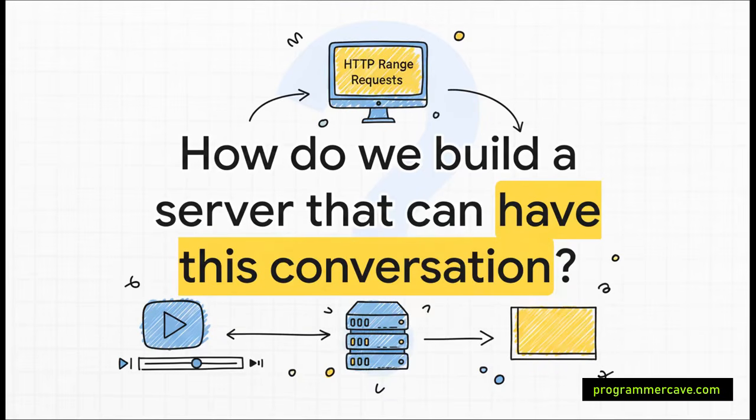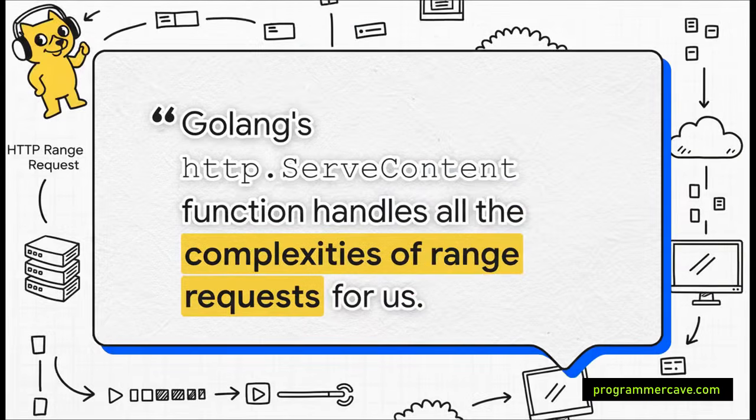Well, this is where the Go programming language comes into the picture and honestly makes our lives incredibly easy. And you're not going to believe this. Go has a single built-in function that does all the heavy lifting for us. I'm serious. The Go standard library is kind of famous for being powerful and batteries included, and this http.ServeContent function is a perfect example. It automatically figures out what the range request is asking for and sends back just the right chunk of the file. We don't have to write any of that tricky logic ourselves.